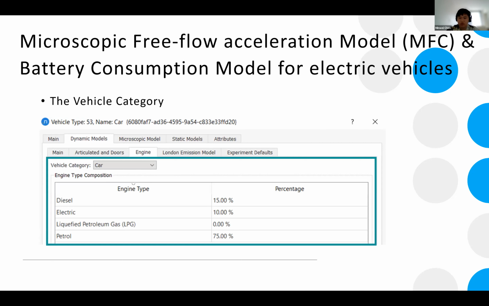For the macroscopic free flow acceleration model and battery consumption model for electrical vehicles, first, I need to add electrical vehicle categories to the model, and I will add them according to the electrical vehicle penetration. Like I mentioned before, 0.5%, 1% or 2%, and I will create a different scenario for this modeling.